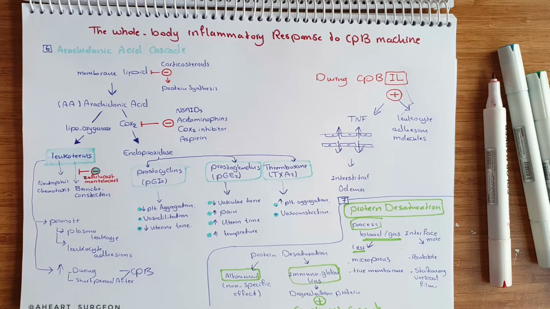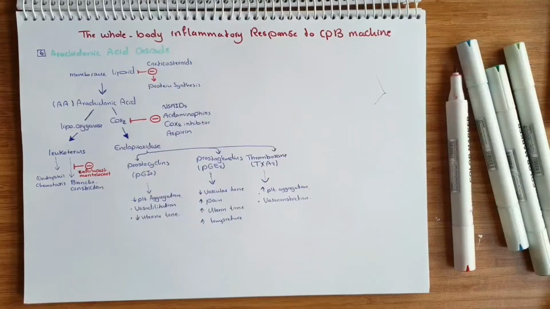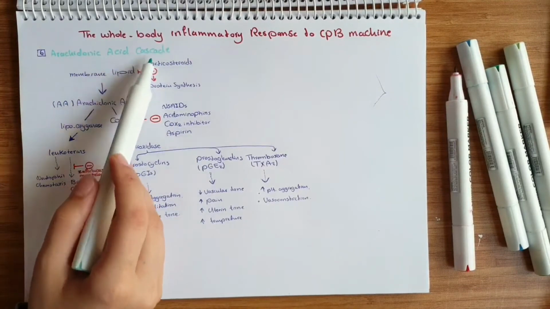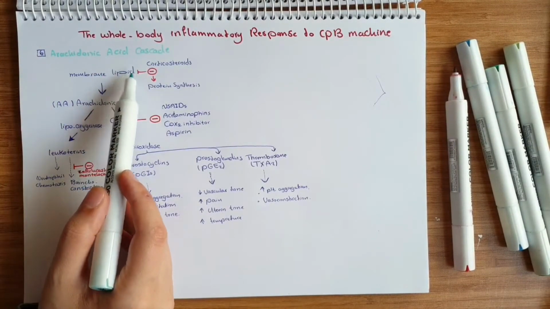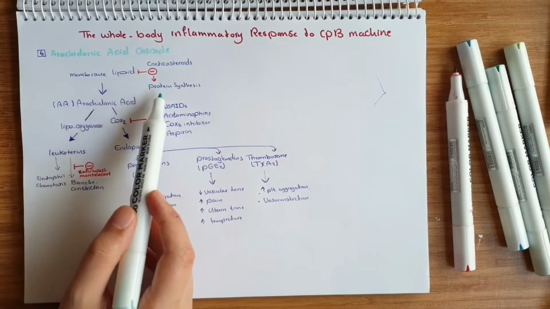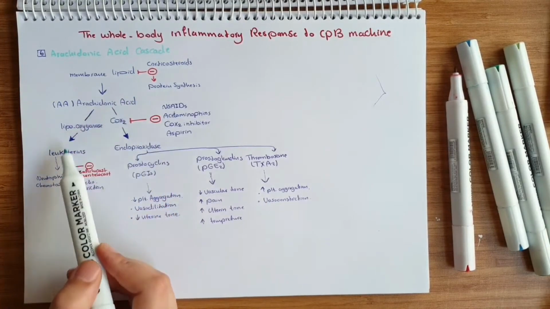Salam everyone. This is part 2 of the whole body inflammatory response to the cardiopulmonary bypass machine. I will start with the arachidonic acid cascade. The lipid membranes produce the arachidonic acid, which can be inhibited by corticosteroids.